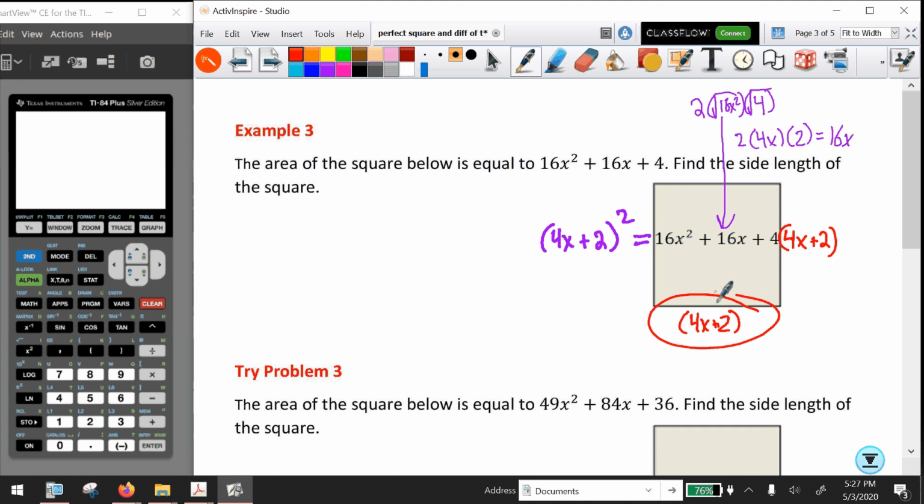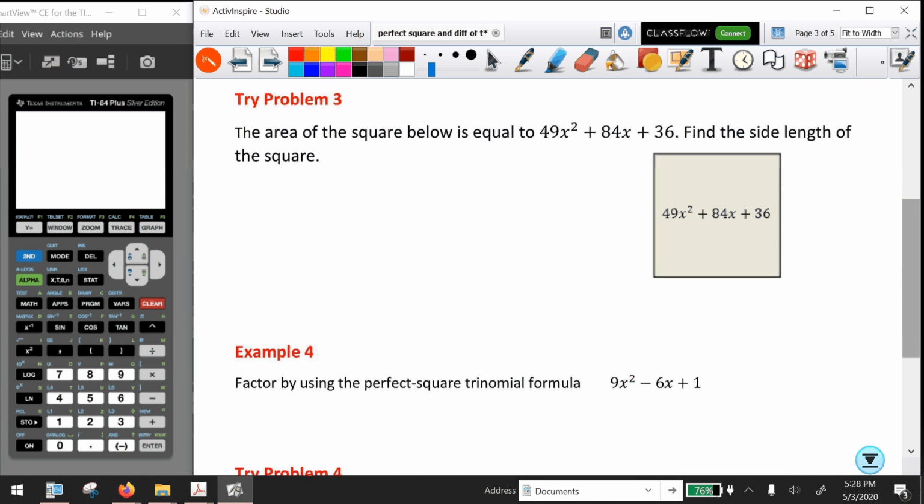So we basically took our trinomial, we factored it as a perfect square trinomial, and we just got rid of the square because they were only asking for the edge length, not the entire area. Alrighty. So the final answer to that question was 4x plus 2. Let's go ahead and look at a try problem here. You can go ahead and try this on your own if you'd like. Pause the video. I'm going to go ahead and answer the question.